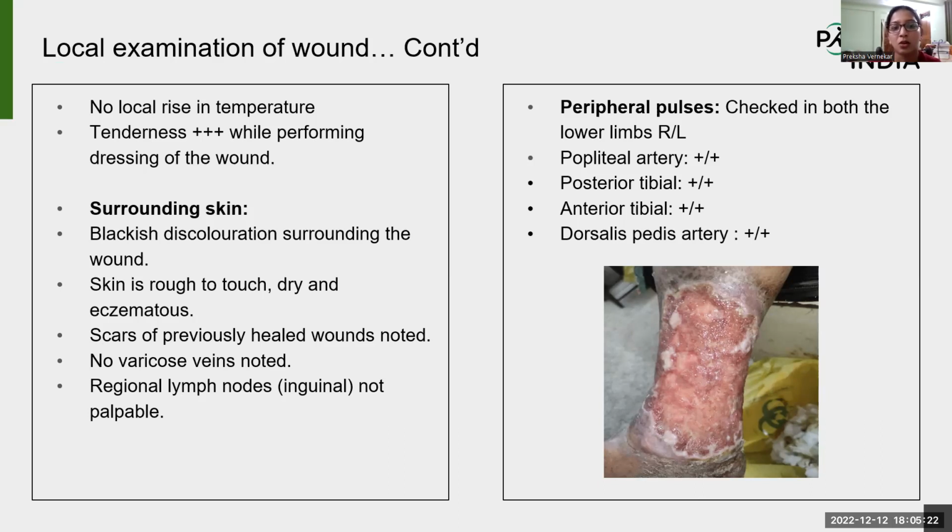The surrounding skin also shows bluish-black discoloration. Skin is rough to touch, dry and eczematous. Scars of the previously healed wounds are noted. There are no varicose veins or sinuses noted. Regional lymph nodes, inguinal lymph nodes are not palpable. On peripheral pulse examination, the pulses were felt in both right and left lower limbs.